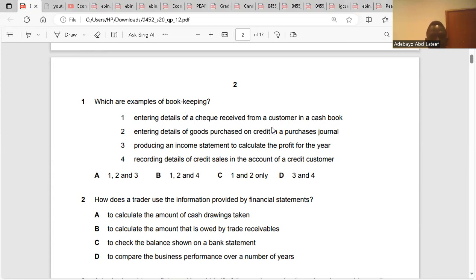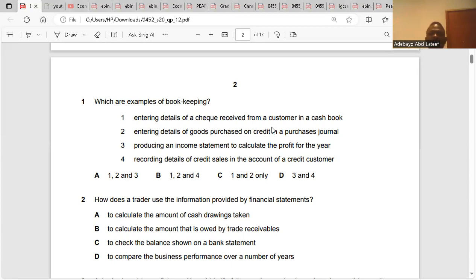Entering is part of it. Entering details, whatever you see, entering details are part of it. So entering details of a check is bookkeeping. Entering details of goods purchased is bookkeeping. Producing an income statement to calculate the profit for the year, that is accounting, because it involves computing. So it's accounting, it's not bookkeeping anymore.